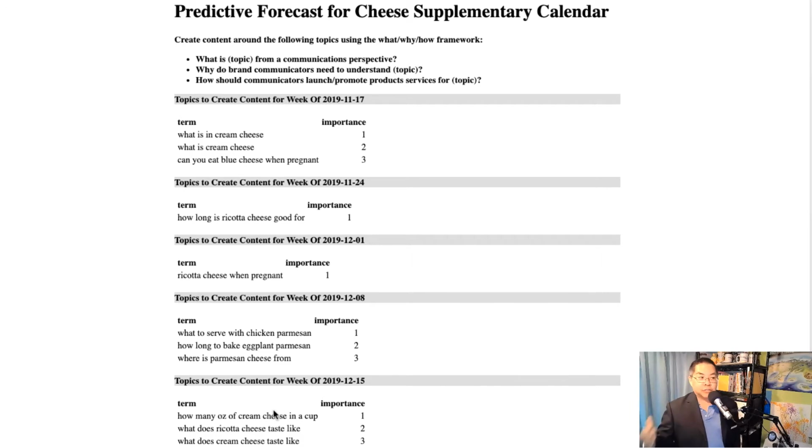Other advantage, it gives you the ability to have higher quality content. If you know by the time December 15th comes around, we're recording this the week of November 7th, we're out like here, and what does ricotta cheese taste like? Ricotta's a neutral cheese, right? So it doesn't taste like much of anything. It kind of tastes like tofu, which means it's great for recipes where you don't want an overwhelming cheese flavor.